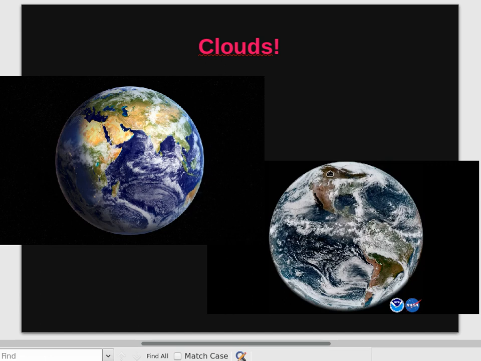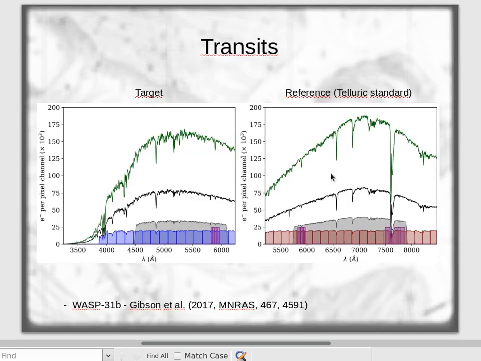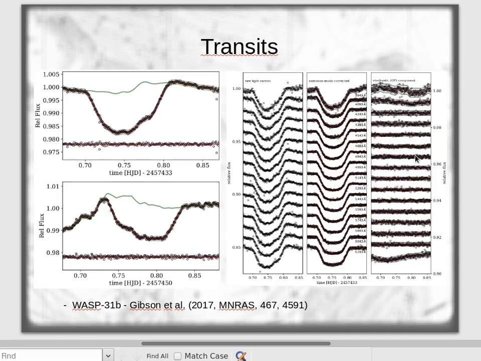The obvious solution is to go to the infrared, and that's what most people have been doing so far, including us. But we can try to be clever and turn foe into friend. Let's go back now a little bit to the observational setup. So we take spectra of the target and we take spectra of the reference stars. We ratio them, and then we end up with light curves.